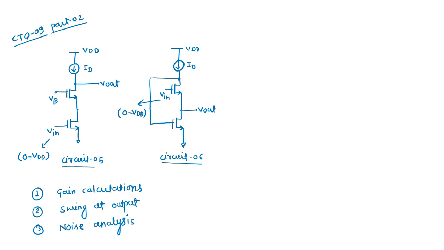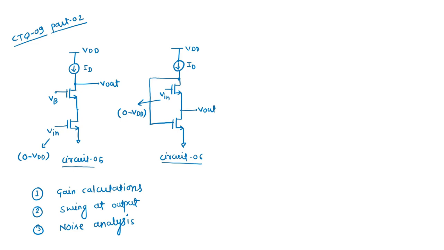Hello everyone. So in this continuation of the CTQ series, today we'll see the discussion about CTQ 9, which is the part 2 of this particular CTQ. We discussed four circuits in the previous video. In this video, we'll discuss the remaining two circuits, which are circuit 5 and circuit 6.